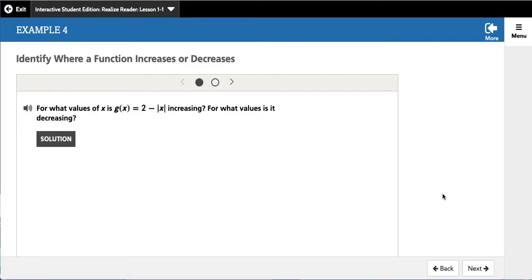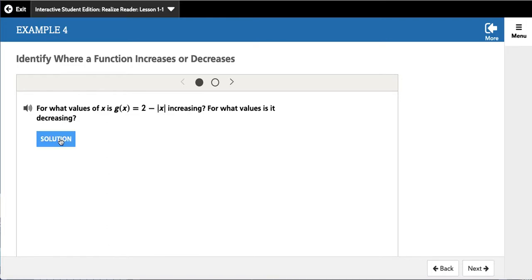Hello, Algebra 2 students. This is a video for example 4 for topic 1, lesson 1. We're going to identify where a function is increasing or where it's decreasing. For what values of x is g of x equal 2 minus the absolute value of x increasing? For what values is it decreasing?